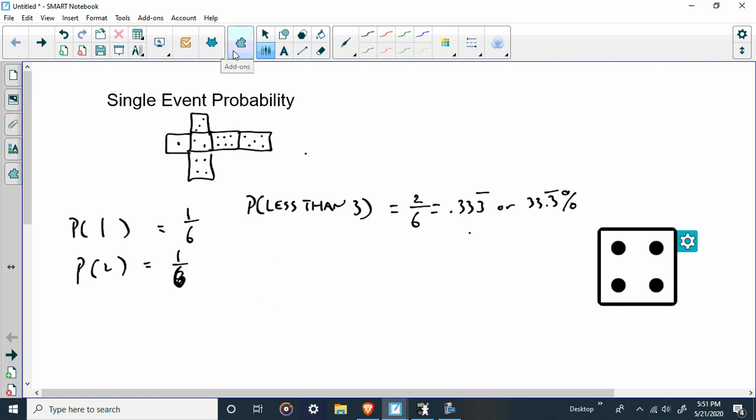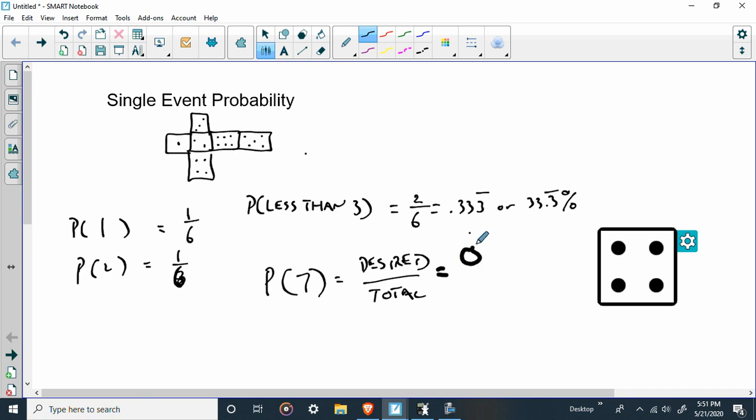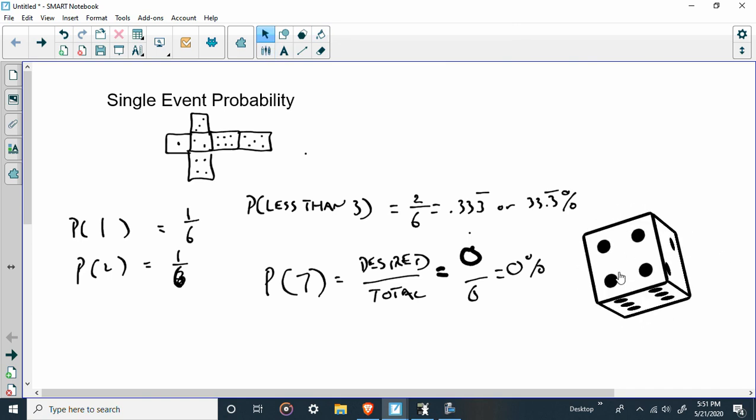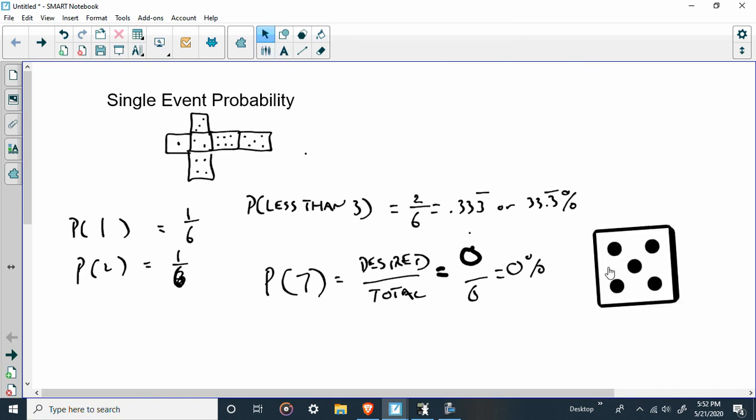The big thing is this. What if I said, what's the probability of getting a 7? It's the same thing: desired outcomes over total. How many ways are there to get a 7 by rolling a die? There are no ways of getting a 7. So it doesn't even matter what the denominator is. It's 0 out of 6, which is just 0 or 0%. So some things are impossible. If you want, you can break out some dice, roll them, and see what happens with the outcomes.